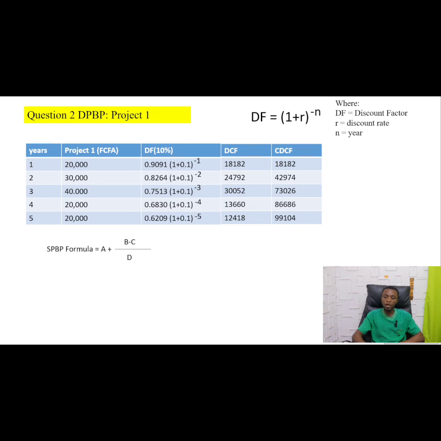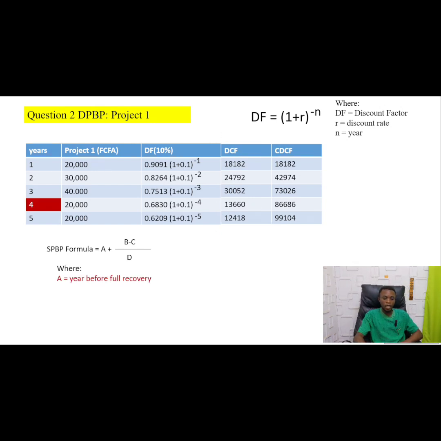So now introducing our formula, which is A plus B minus C divided by D. Now this formula was explained in our last lesson. So if you don't know where this formula is from, go to our last lesson, rewatch it, and then you're going to understand the formula very well.